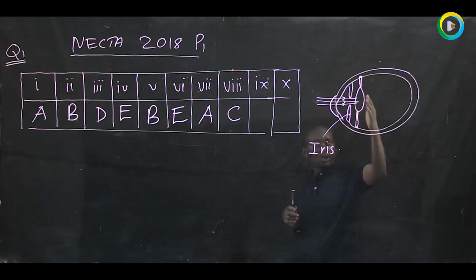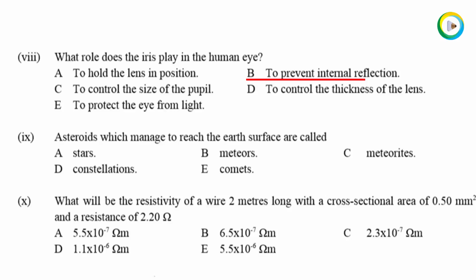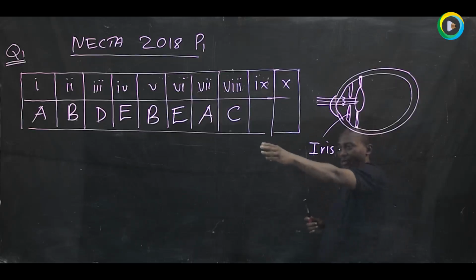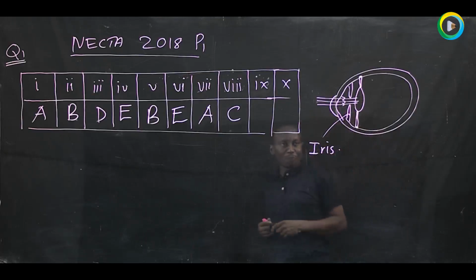The lens is held in position by the suspensory ligaments ambazo zimeshikilia hapa katika ciliary muscles. Kwa hizi ndo zina hold the lens in position. Lakini the iris will control the amount of light entering the eye. To prevent internal reflection, internal reflection haiwezi kuwa protected by the iris. Internal reflection inakuwa protected na vitu vingine ambavyo vipo katika jicho. Ile black pigment ambayo ipo katika jicho ndio ina kazi yake nyingine hiyo. Kwa hiyo in this case, kwa sababu we are talking about the iris, the iris will control the size of the pupil to allow the amount of light required to pass through the lens.